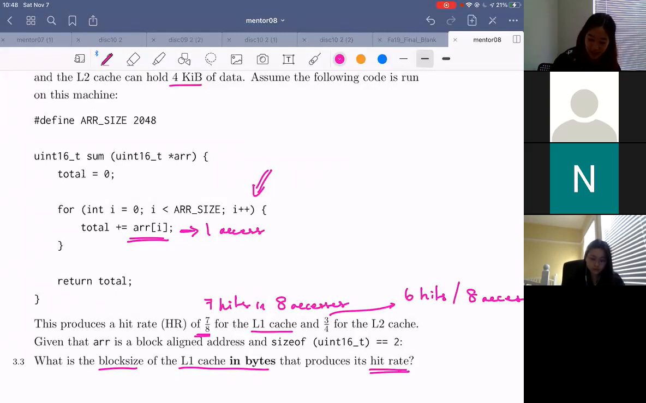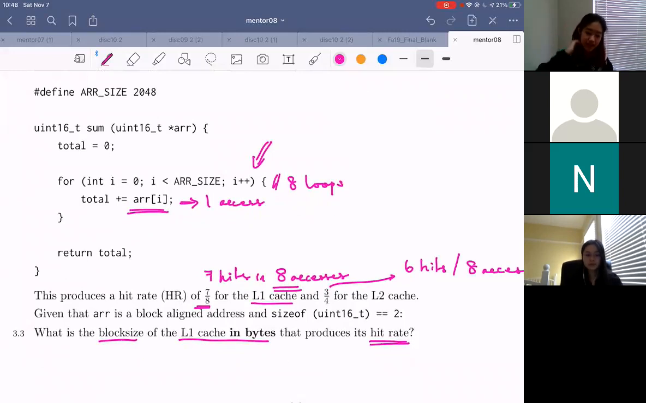That means that in order to have 8 accesses, which is what we're looking at for L1 cache, we want to have 8 loop runs. Going off of this, that means we're going to have 7 hits in 8 accesses. So for every 8 accesses, it's most likely the first access that's going to be a miss, because it'll be a compulsory miss, since whatever block we're trying to access is probably fresh. So we load one block, and for one block, we'll be able to access it 8 times.